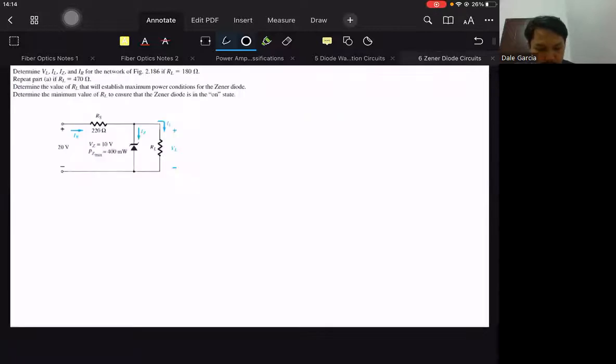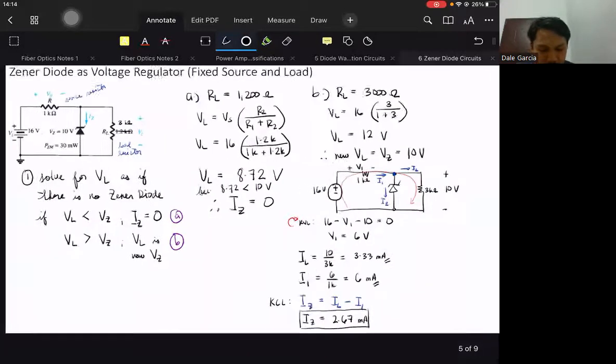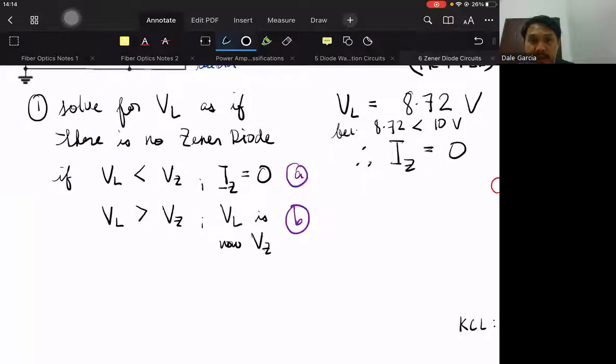Okay, so sort of a review from 5 minutes ago. Aside from the circuit techniques that we've learned before, Ohm's law, KVL, KCL, for the Zener diode there is a procedure to follow.